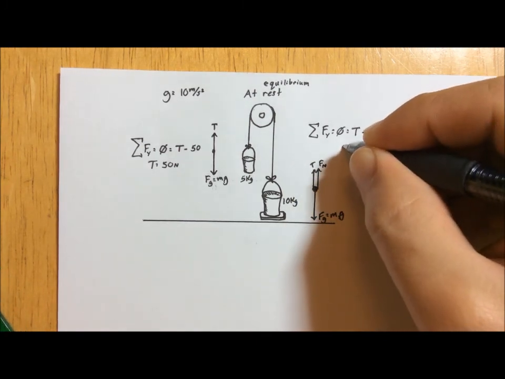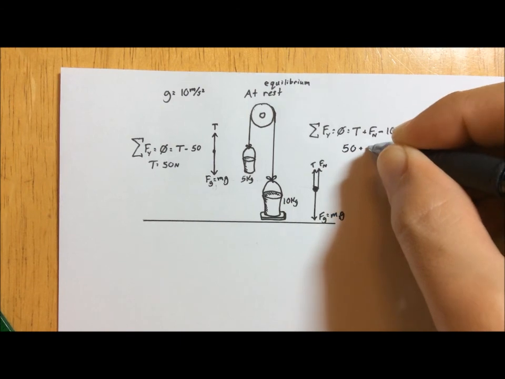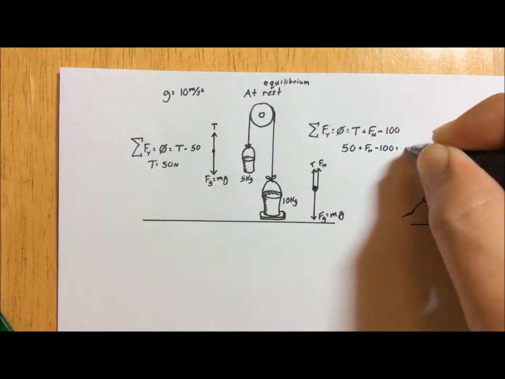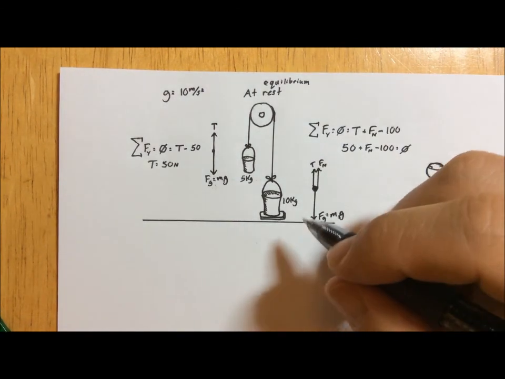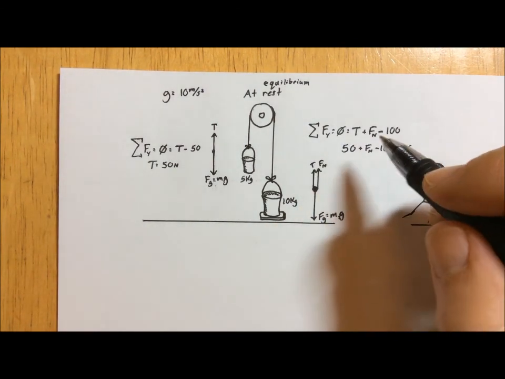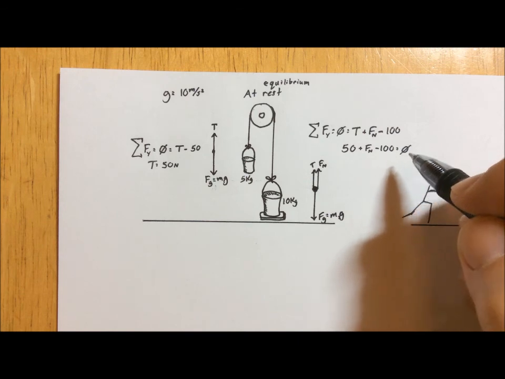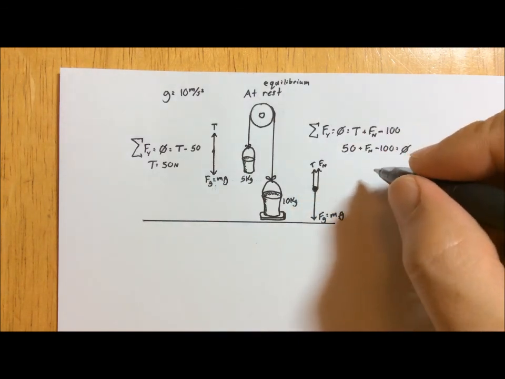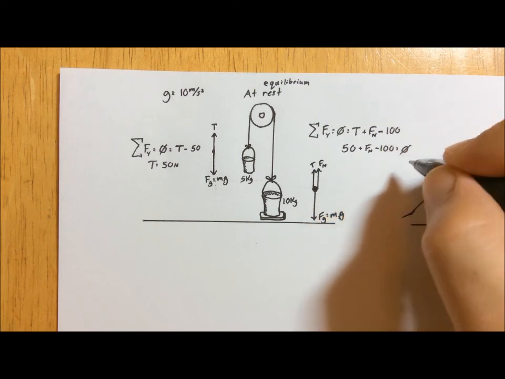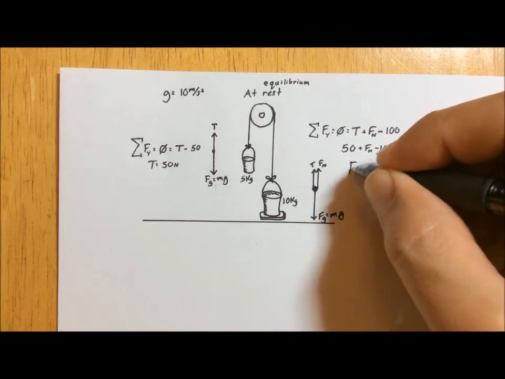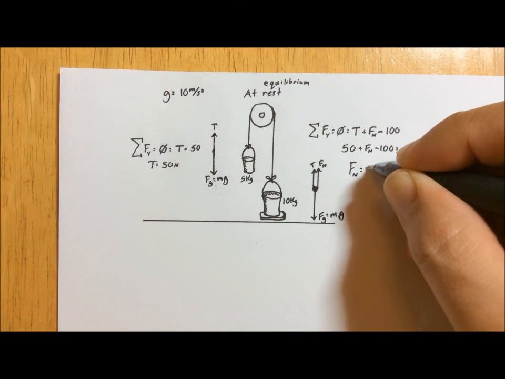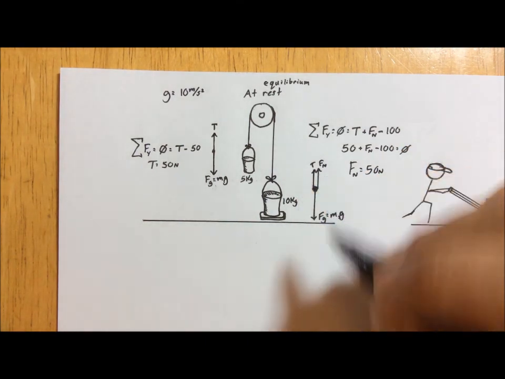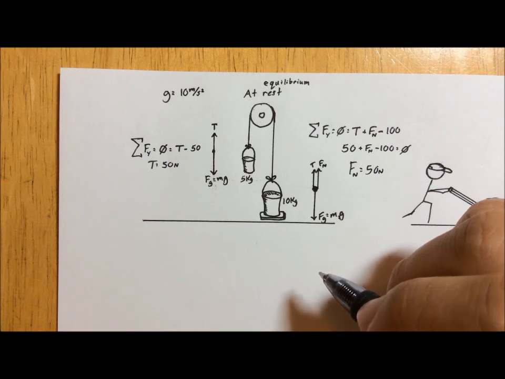Here's tension, 50, plus normal force minus 100 is equal to 0. And if we just do some mental math right here, if this plus this plus this is equal to 0, what does normal force have to be? Well, it's got to be 50, right? 50 plus 50 is 100, minus 100 is 0. So normal force here is equal to 50 newtons. And that's right here, this normal force. Okay, that's not that bad.